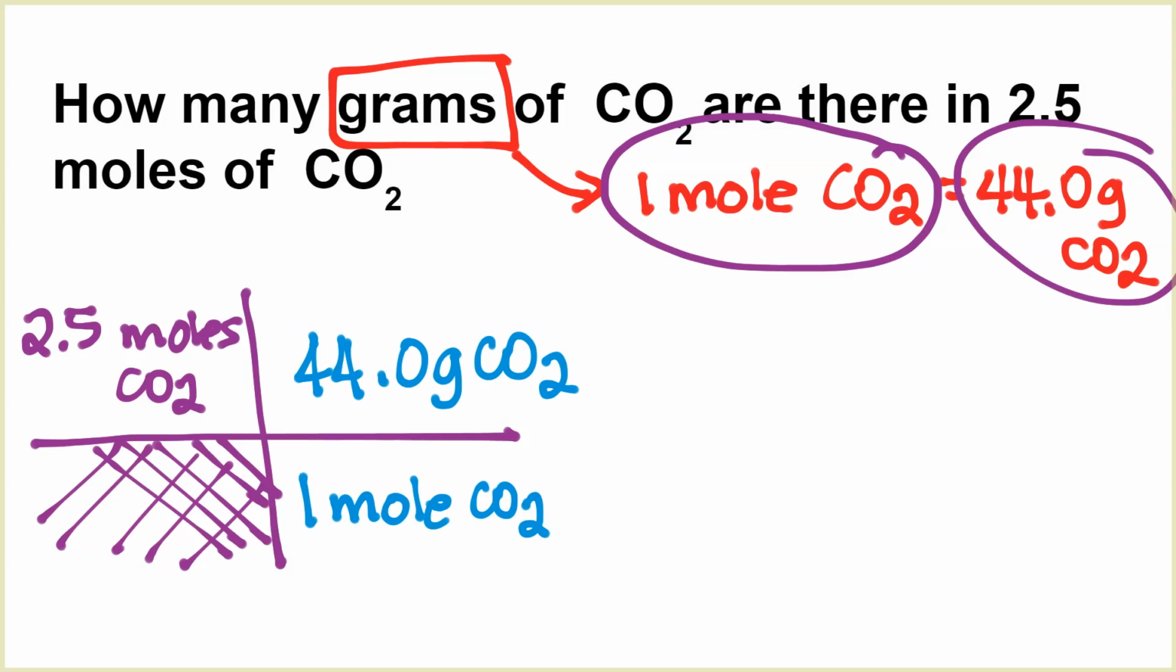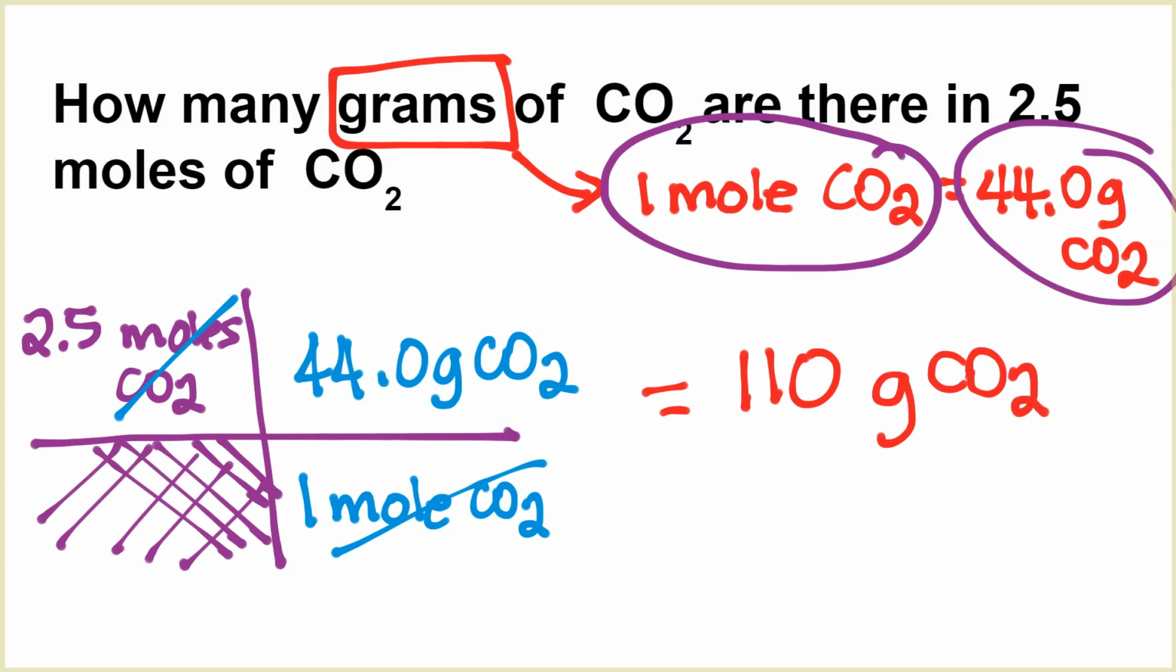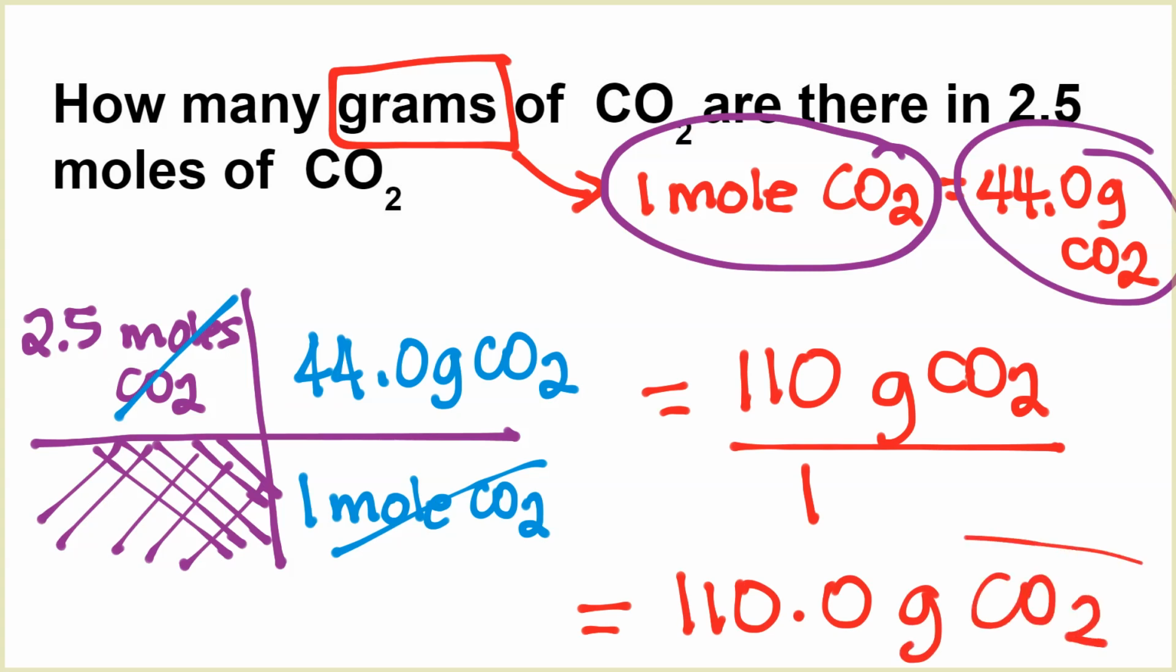When the units alternate, it allows us to cancel them out. So the moles CO2 cancels out. Now what do you do? You just multiply the top number. 44 times 2.5 is 110. And look at the unit, grams of CO2. Multiply everything at the bottom, but you only have 1 there. So divide 110 by 1, you get 110.0 grams of CO2. I just added the point 0 because most of our answers will have one number after the decimal point.